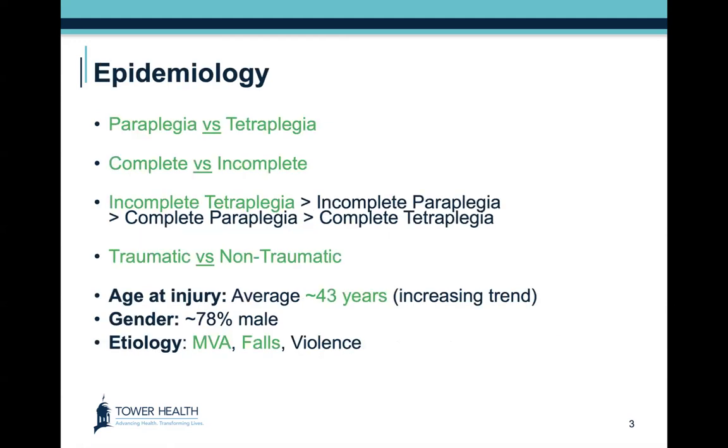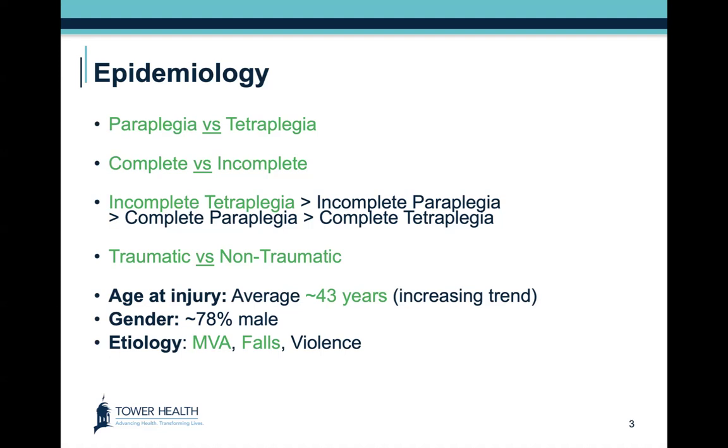So briefly, some epidemiology about what a spinal cord injury is. Paraplegia versus tetraplegia is a big distinction that we want to make. Paraplegia is some kind of lesion to the spinal cord where the cervical spinal cord is spared, so it commonly only affects your legs, while tetraplegia can affect your arms and your legs. So paraplegia is no cervical spinal cord involvement. Tetraplegia does have cervical spinal cord involvement.